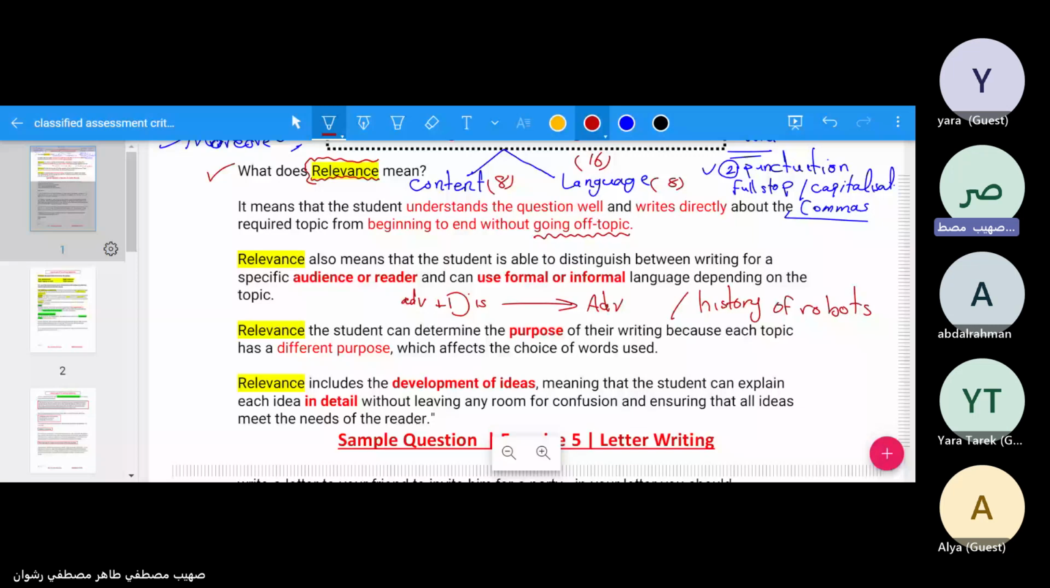Informative paragraph. But the question asks you to include what? The disadvantages. It means the third paragraph is what? Off topic. Off topic means you will lose marks related to the third paragraph. Okay? This is relevance. Let's check. Relevance consists of what elements? What are the elements of relevance?